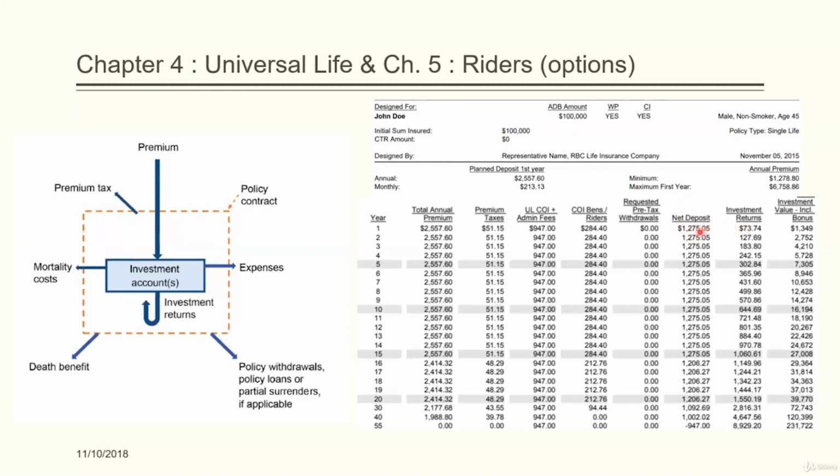That is added to the net deposit, and in this way we are ending up with $1349 in the end of the year in the investment account. This continues every year. Client pays a premium minus the taxes, minus the cost of insurance, minus the riders. Again, $1275 goes into the investment account. And as you can see, this builds up.